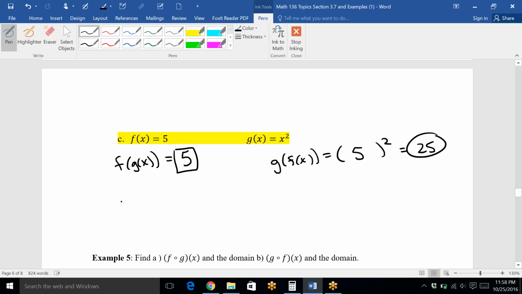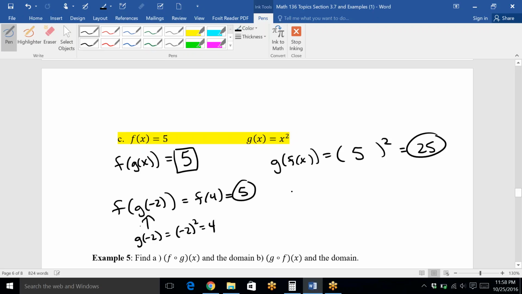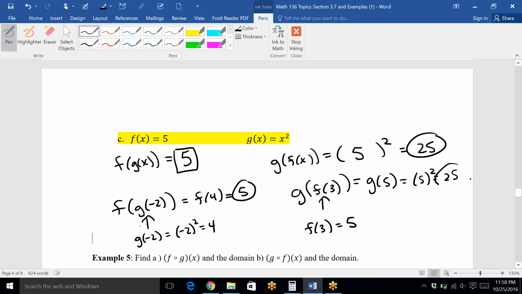And then f of g of negative 2 would be, g of negative 2 means we plug in negative 2 to get squared. That makes it 4. Then f of 4, but the thing is there's no x here, so it always reports itself as a 5. And then g of f of 3 would be f of 3 first, which is just 5, because it always reports as a 5. So then g of 5 is 5 squared, which is 25. So it's a lot less interesting when you have a constant function involved.